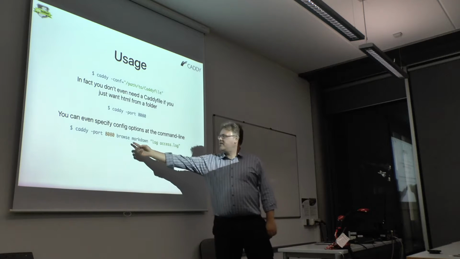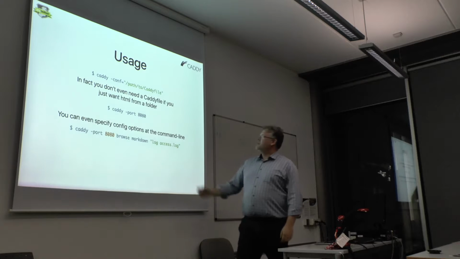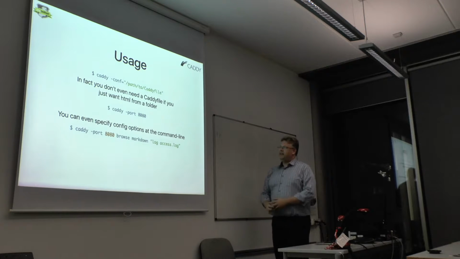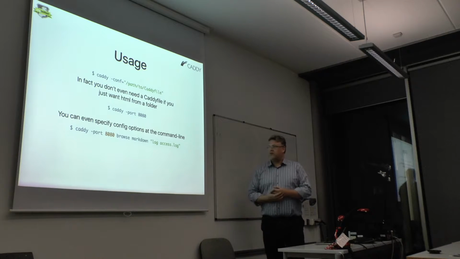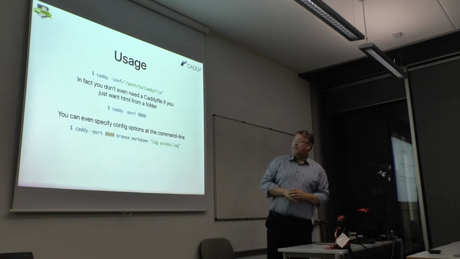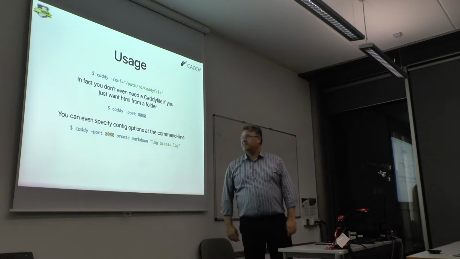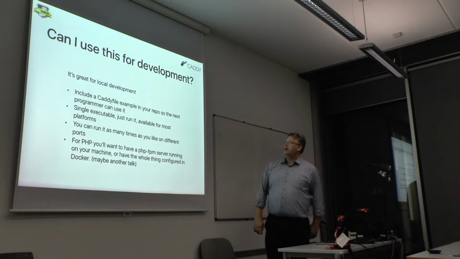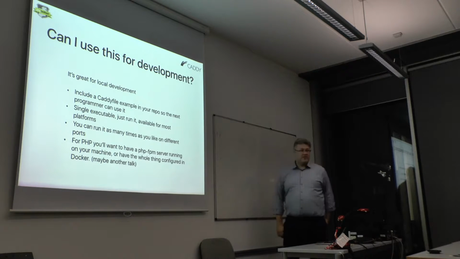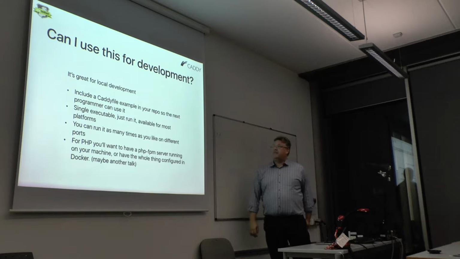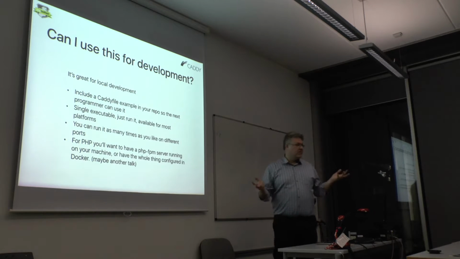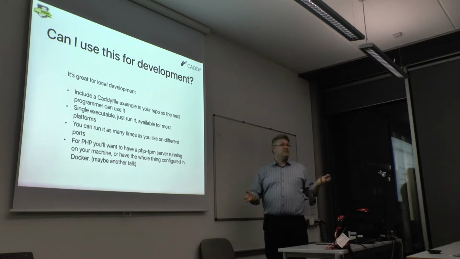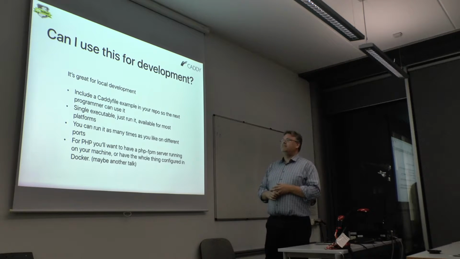So we're just enabling these plugins, browse, markdown, we're setting an access log. Dead easy to run, so if you wanted to have a wee cron job that started that up every day or after every time the server restarts, you can just stick that in. It's kind of used for local development. Include a Caddy file in your repo, so the next programmer who goes to get your repo has the config. If there's anything custom and fancy in there, they have the Caddy file.